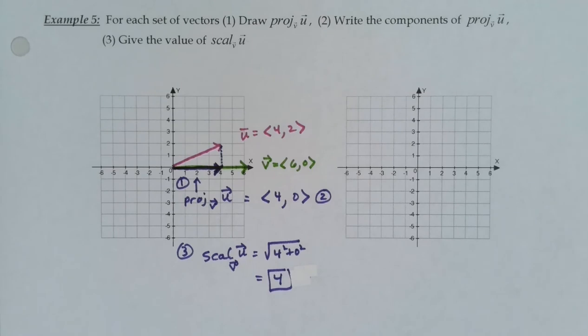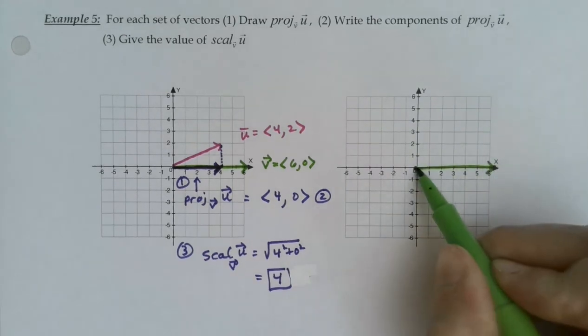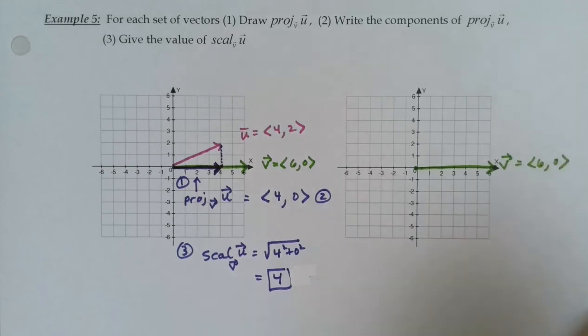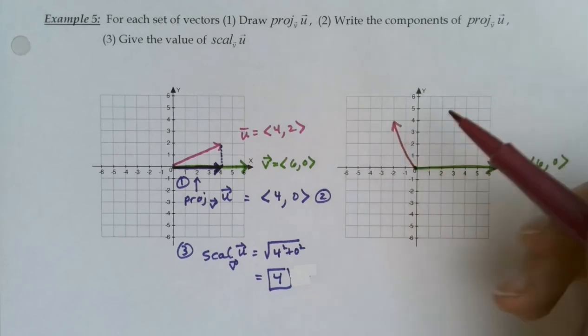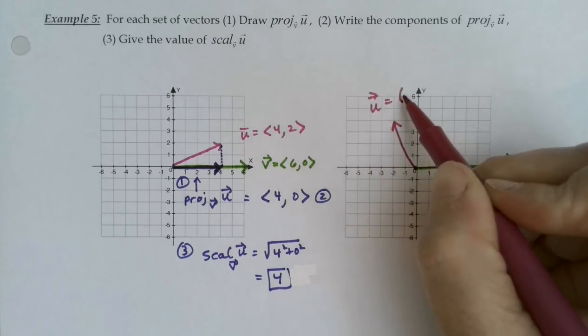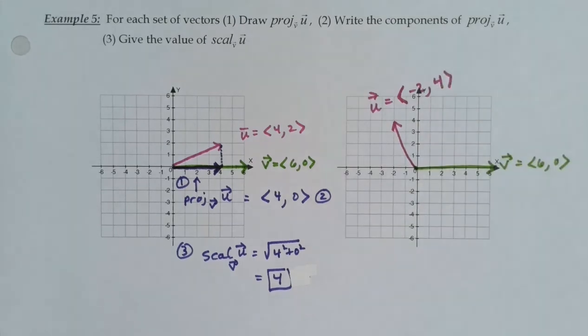And there we have it. Okay, now what if I have that same vector v, which is 6, 0. So v equals 6, 0. But what if u goes the other direction? What if u is -2, comma 4, like that.